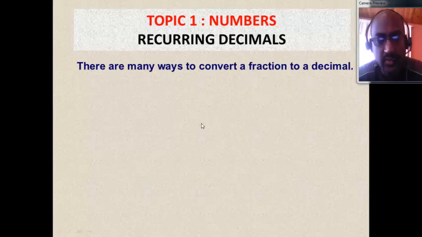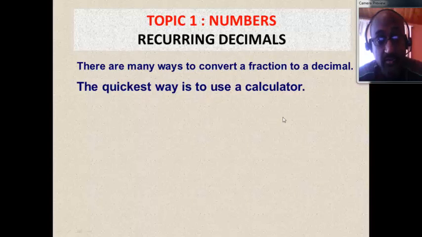Today we are going to deal with topic 1, the section on numbers. One of the first sections on numbers is recurring decimals. The concept of recurring decimals is tested quite often in the level 2 curriculum. It is wise that learners get to understand how to go about converting and working with the recurring decimals. There are many ways to convert a fraction into a decimal.